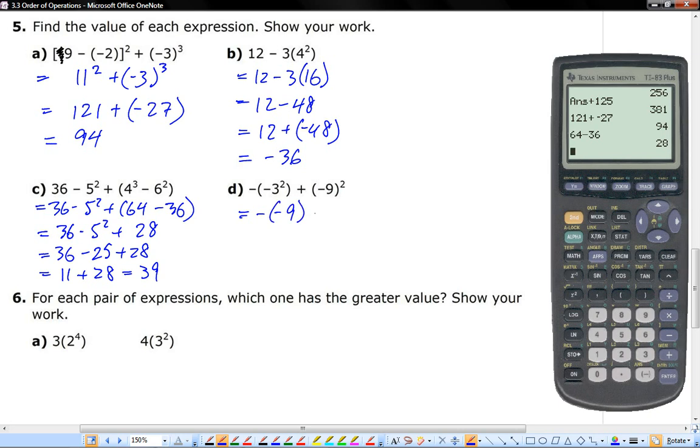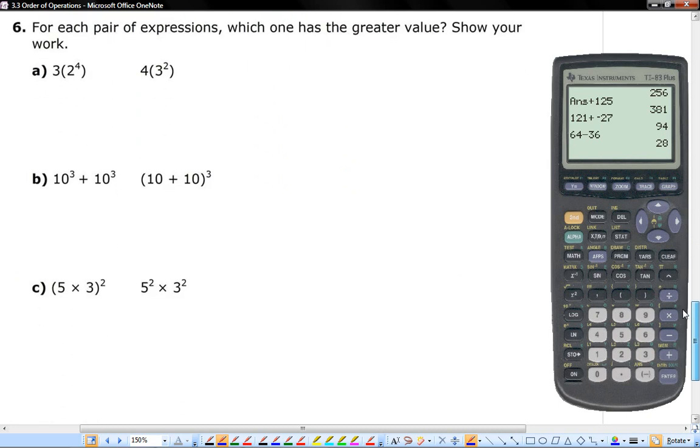Next one, I've got negative 9, which is going to make it positive. And then I have positive 81, because a negative times a negative is a positive. So I've got positive 9, plus 81, which gives me 90 in total.